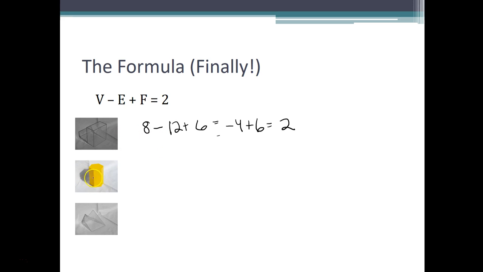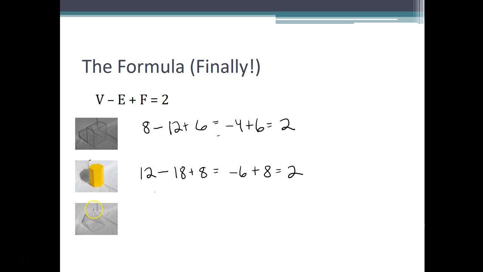Alright, we got a hexagonal prism right here. Vertices, there's 1, 2, 3, 4, 5, 6 up top, and then it repeats with 6 on the bottom. So you have 12 minus edges, where you have 6 edges for this hexagon, 6 edges for the hexagon on the bottom, and then 6 edges for the rectangles on the sides. So that's 18. Plus faces, you got top and bottom, 2, and 1, 2, 3, 4, 5, 6 of these rectangles. So that's 8. 12 minus 18 is negative 6, plus 8 is 2.